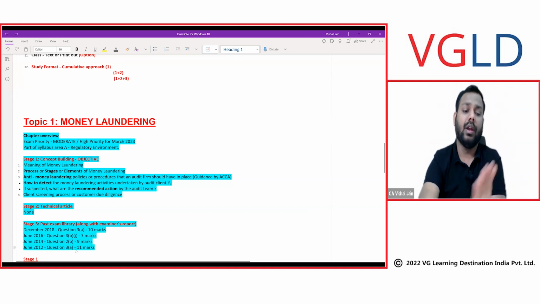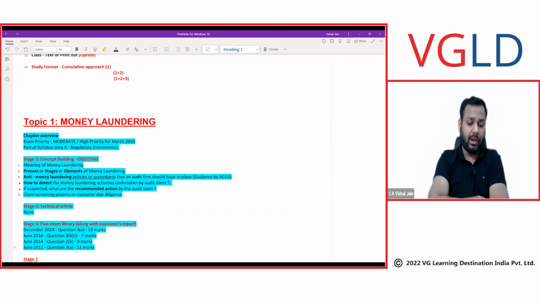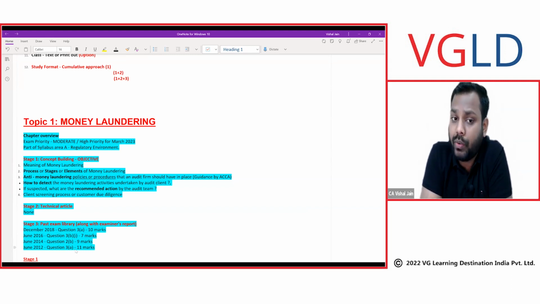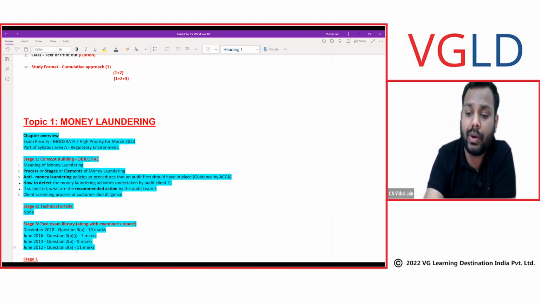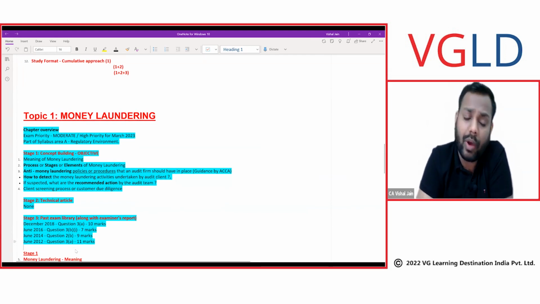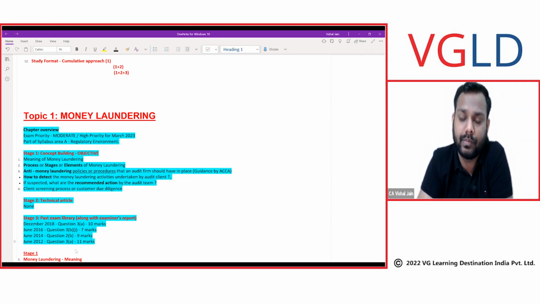Now, considering this in mind, understand, guys, everyone, all of you guys, come on here. Can anyone tell me what you understand by the term money laundering? We are entering into our syllabus now. So can anyone tell me what is your understanding about money laundering? What do you understand by the term money laundering? Come on, guys.